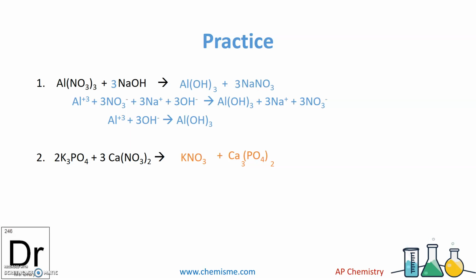We want to see if we have the correct number of substances. So on the left, I have 6 potassium, so I need 6 potassiums on the right. I also have 3 times 2 or 6 nitrates, so that works out, and 3 calciums, which is good, and 2 phosphates, which is good.